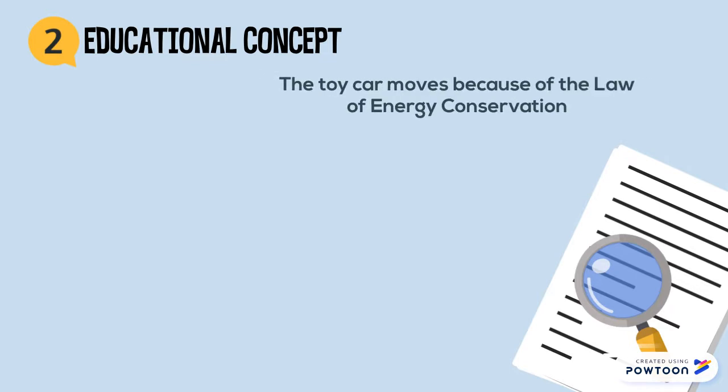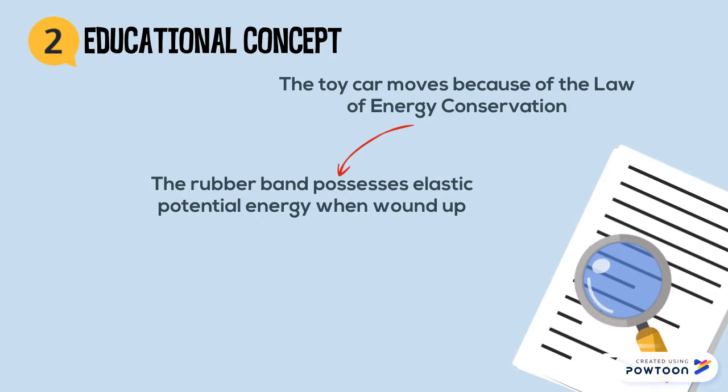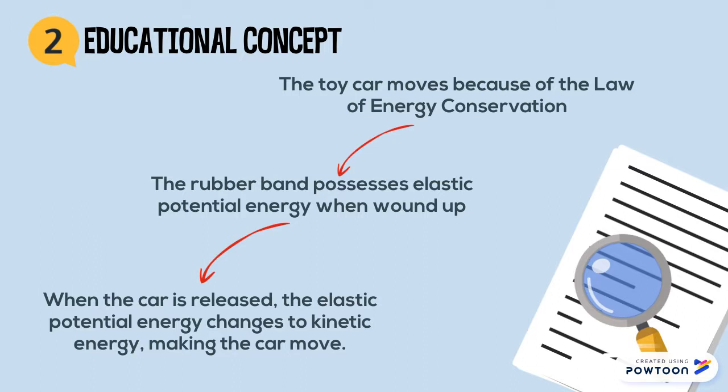The toy car moves because of the exact same law. Initially, the rubber band possesses elastic potential energy when wound up. When the car is released, the elastic potential energy changes to kinetic energy, making the car move.